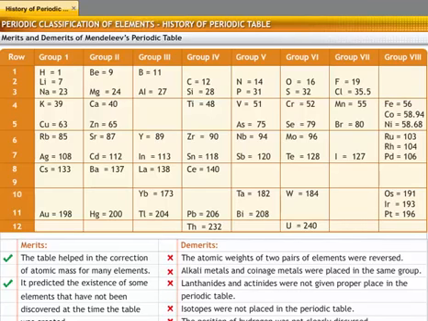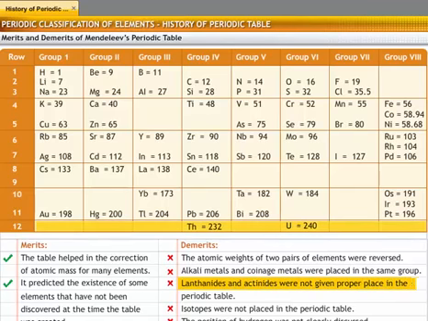The table had some inaccuracies. For example, the table reversed the atomic weights of 2 pairs of elements. A. Iodine, with atomic weight 127, came after tellurium, with atomic weight 128. B. Nickel, with atomic weight 58.68, came after cobalt, whose atomic weight is 58.94. Alkali metals such as sodium and potassium, and coinage metals such as copper, silver, and gold were placed in the same group, even though their properties are significantly different.